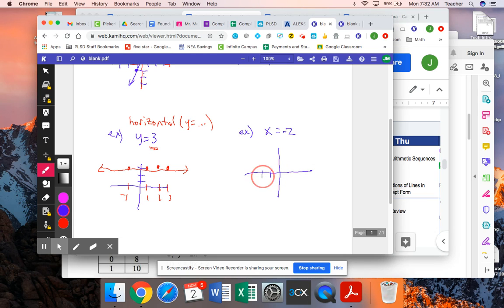So when x is equal to negative 2, then it doesn't matter what y is. It could be here.